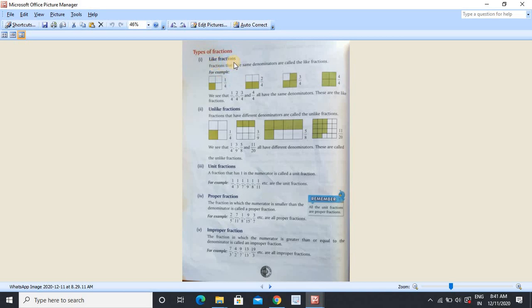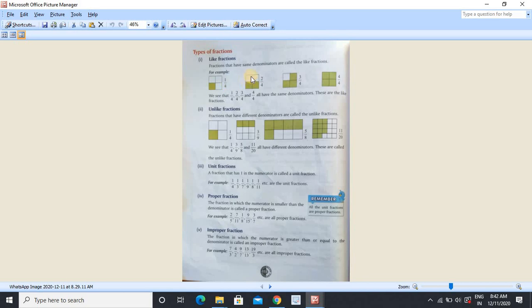Now come to like fractions. Fractions that have same denominators are called the like fractions. Okay? I am repeating it again. Fractions that have same denominators are called the like fractions. As you can see here, one square is given and it is divided into 4 small squares and only one square is shaded. So we write it as 1 by 4.